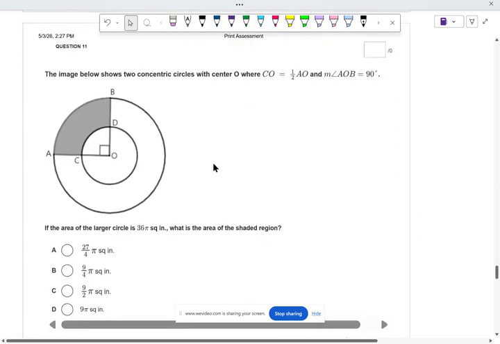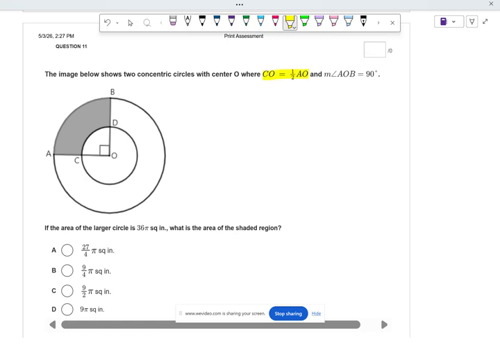All right, number 11. This one was tough. The image below shows two concentric circles with center O. CO is equal to half of AO. We'll come back to that in a minute. And look, they give us a right angle. Angle AOB, the central angle, is 90. All right, we're going to come back to all that.